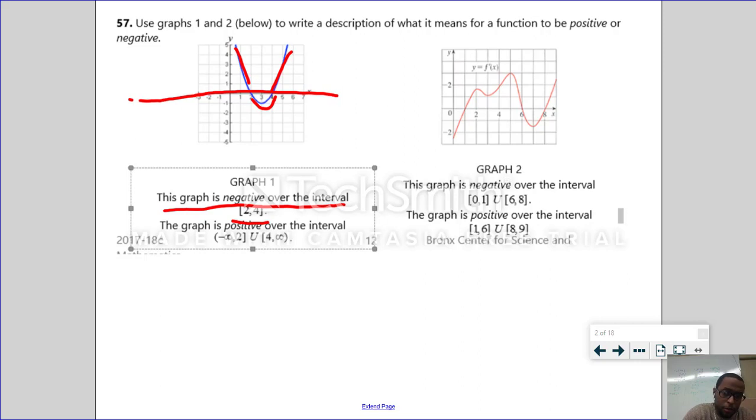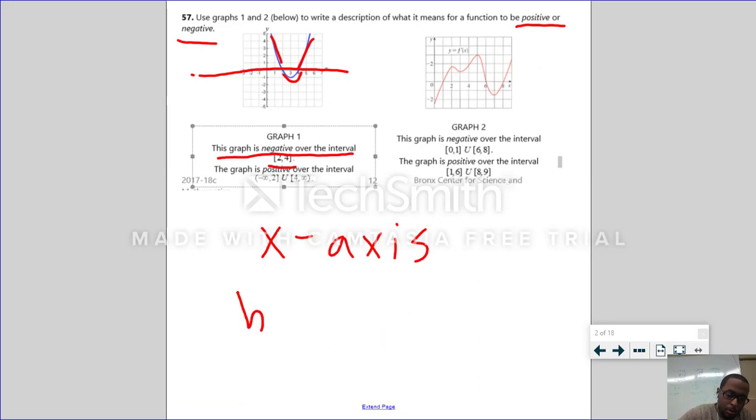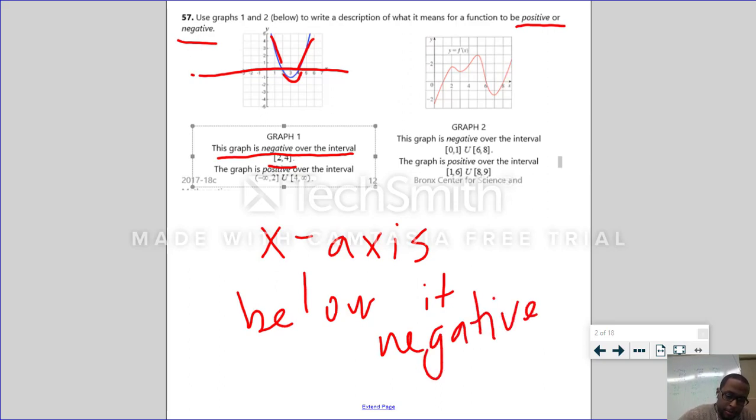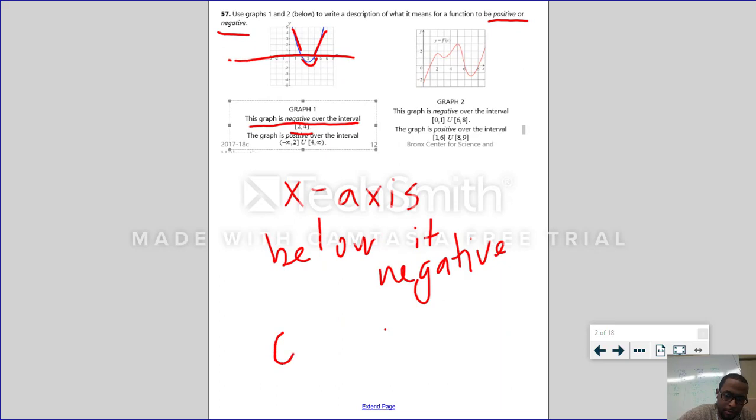Okay, so if they ask you a question tomorrow and they talk about positive or negative, your key is looking at the x-axis. Okay. So again, below, it's negative, above, positive. Okay.